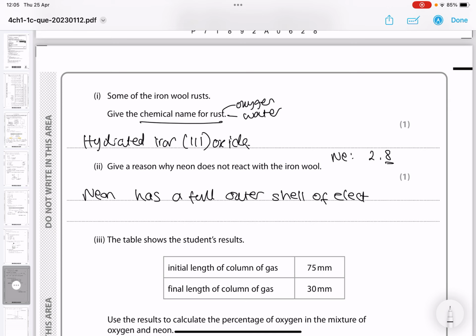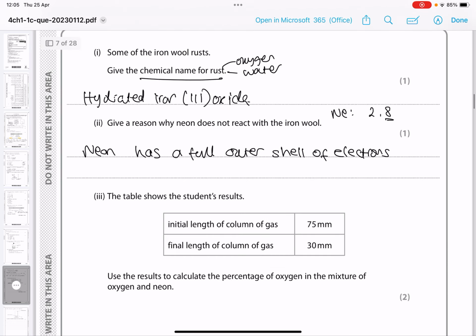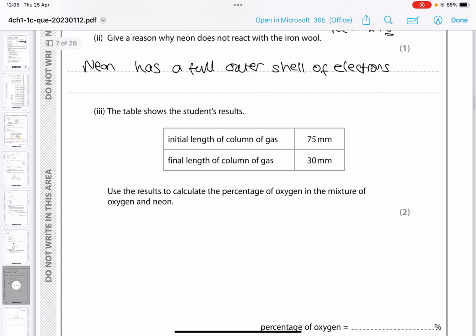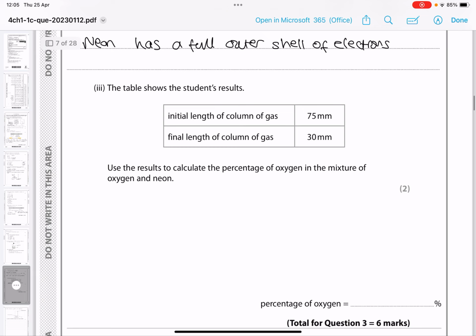Of electrons, and therefore it won't donate or gain any electrons because it already has 8 electrons in the outer shell, which is the maximum number of electrons it can hold. The table shows the students' results. Use the results to calculate the percentage of oxygen in the mixture of oxygen and neon.